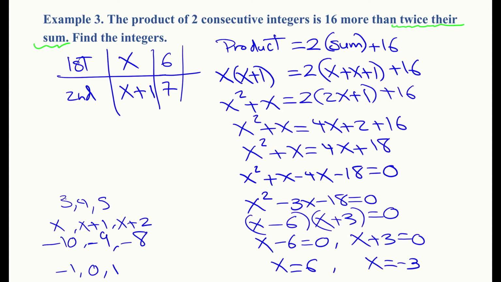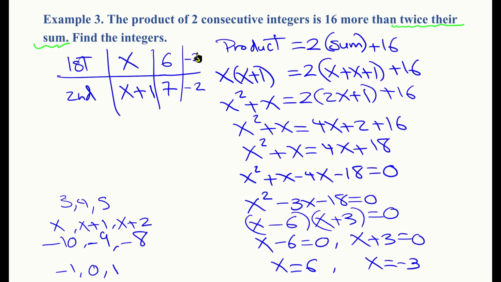And if the first number is -3, the next one will be -2, since -3 plus 1 is -2. So you want two consecutive integers, where 16 more than twice their sum equals the product. Here, 6 times 7 is what? 42. And what is 16 more than twice their sum? Well, 6 and 7 is 13, times 2 gives us 26. Add 16 to that and you get 42. So we're in good shape.